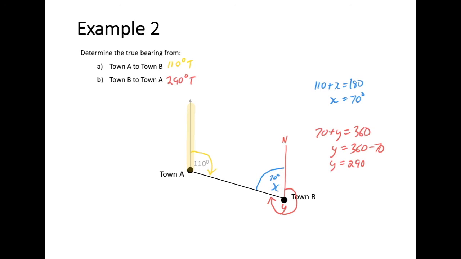So there were a couple of examples of how we can use true bearings to work out the direction between 2 points.